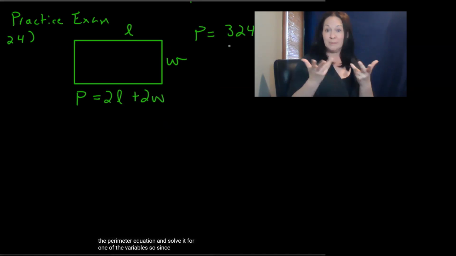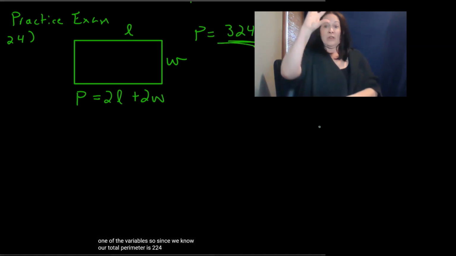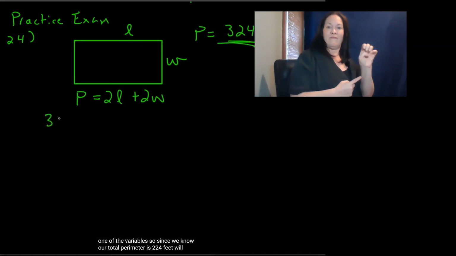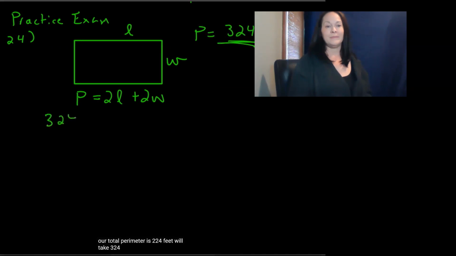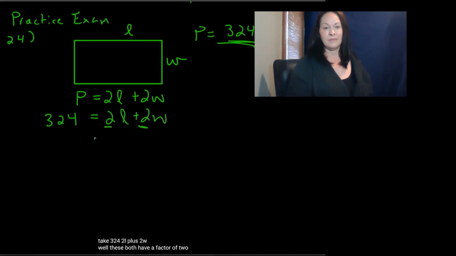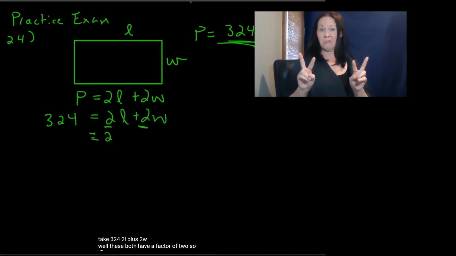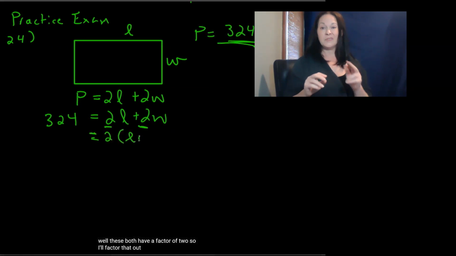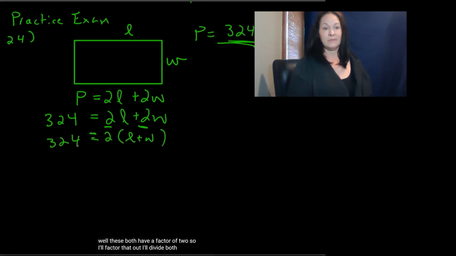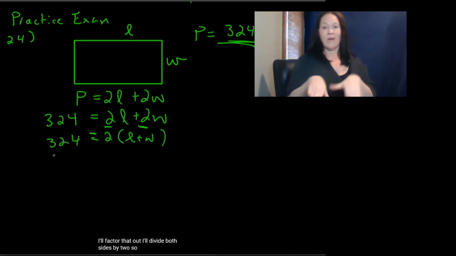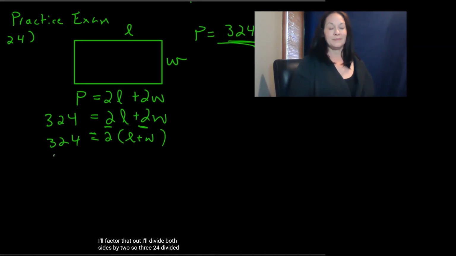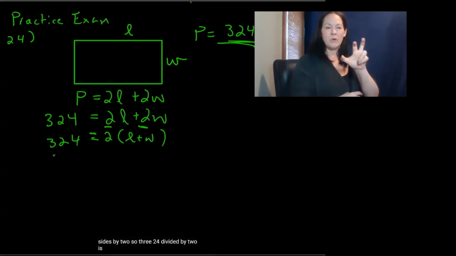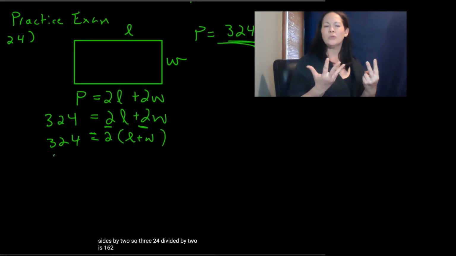So since we know our total perimeter is 324 feet, we'll take 324 equals 2L plus 2W. Well, these both have a factor of 2. So I'll factor that out. I'll divide both sides by 2. So 324 divided by 2 is 162.